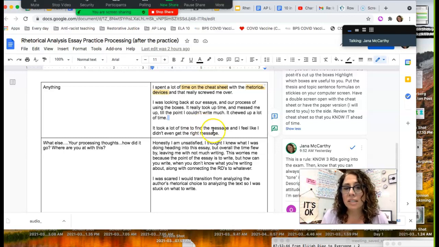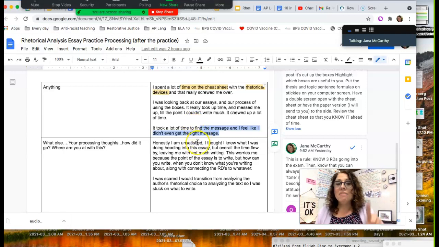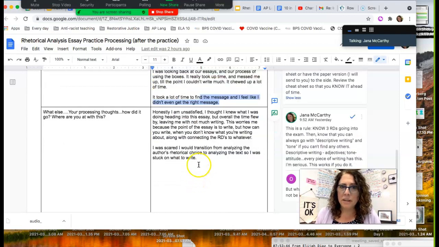Someone said it took a long time to find the message. Remember, universal ideas are the message. This person came in this morning, and she knew the message when she talked it out loud to me. She just didn't think that was the message. Any universal idea you have, and then what does the writer want? What does the writer want? That's the message.